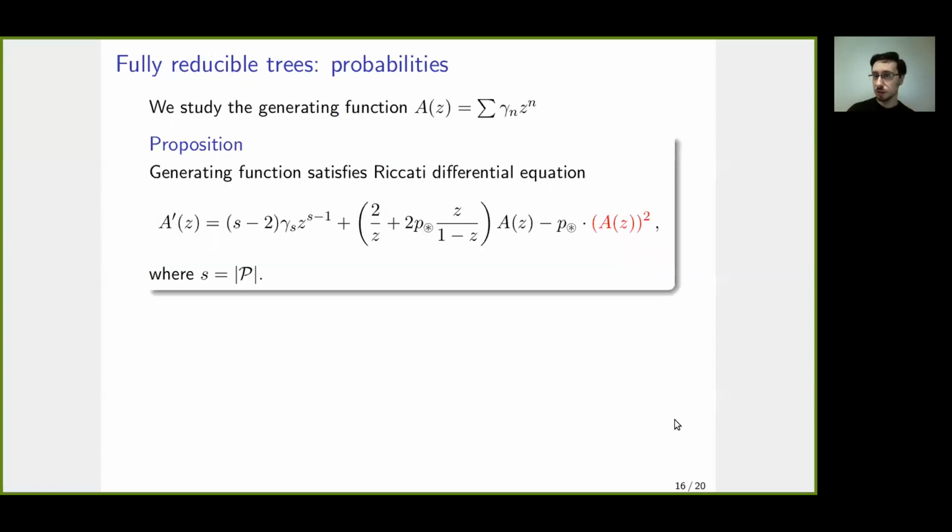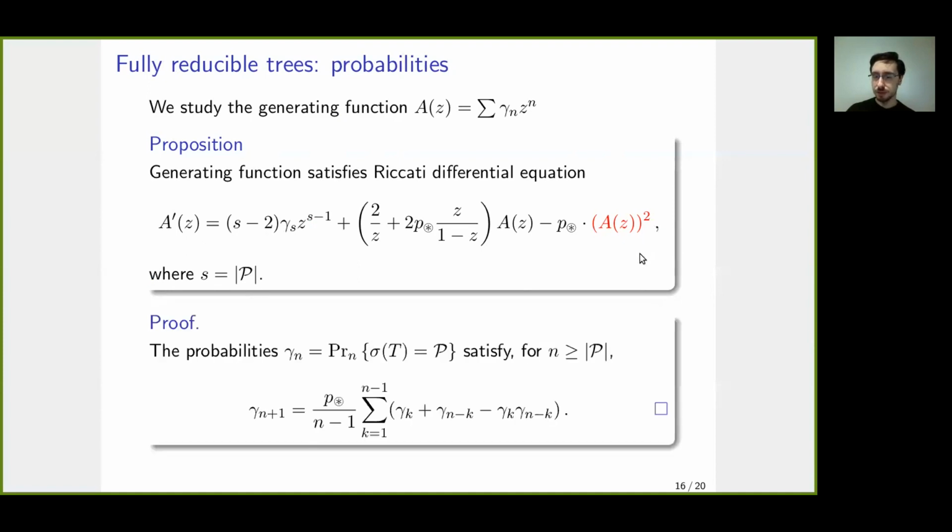So to get asymptotics for A, we have a similar procedure. First we get a formal equation for the generating function. Here it's again a differential equation, but it's a Riccati differential equation. So it's not linear anymore. There's a quadratic term in A(z) squared here. And the proof goes by a recurrence.